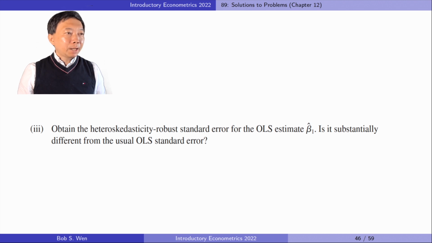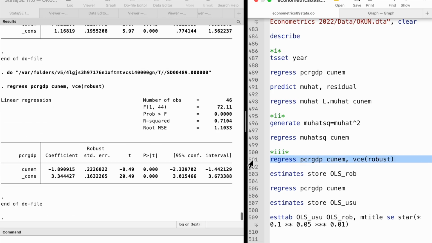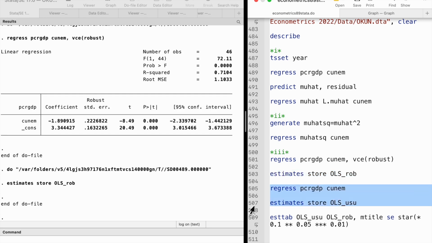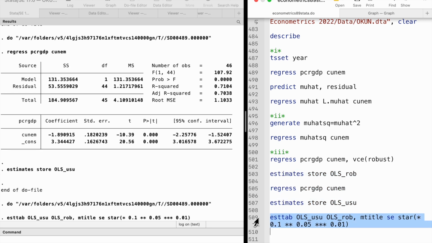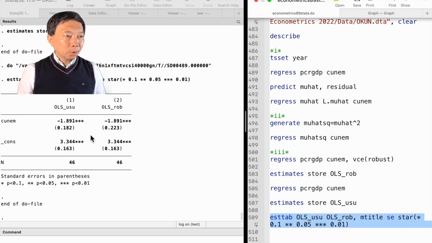In part 3, obtain the heteroscedasticity robust standard error for the OLS estimate beta 1. Is it substantially different from the usual OLS standard error? The heteroscedasticity robust standard error for beta 1 hat is larger than the usual standard error, but it does not change the statistical significance of the estimate.